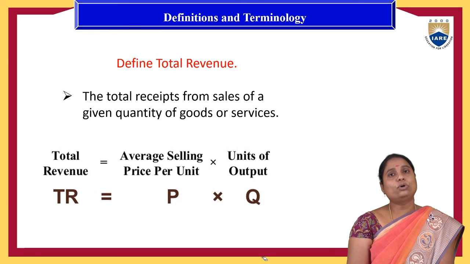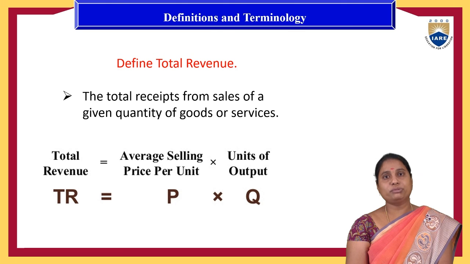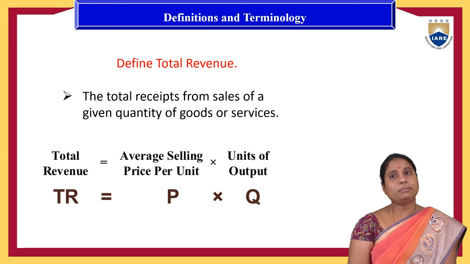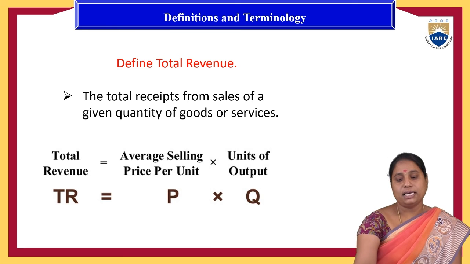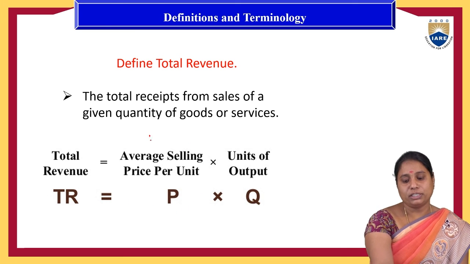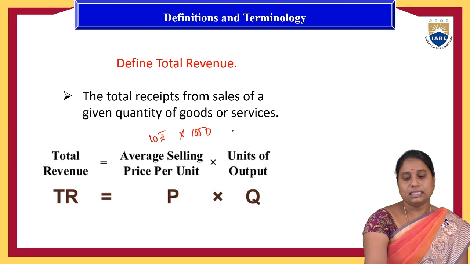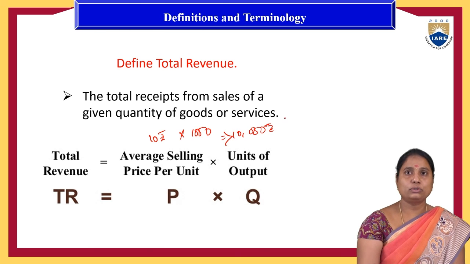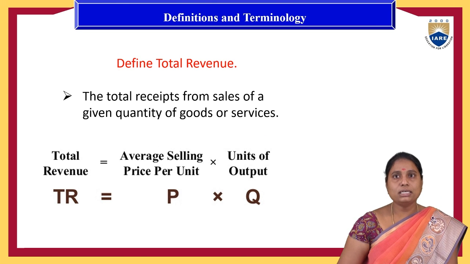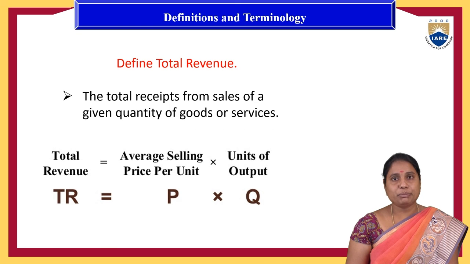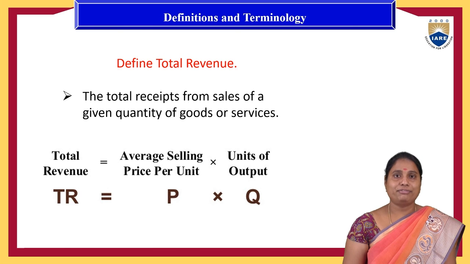So the total revenue depends on the number of products which they have produced, and the unit price of that particular product gives them the total revenue. Let us say the average selling price of the product is 10 rupees and the units of output are 1000 articles, then the total revenue is 10,000 rupees. So that is the total revenue, that is the receipt from the sale of a given quantity of goods or services. So these are all the definitions and terminologies in this unit 2, production and production function.